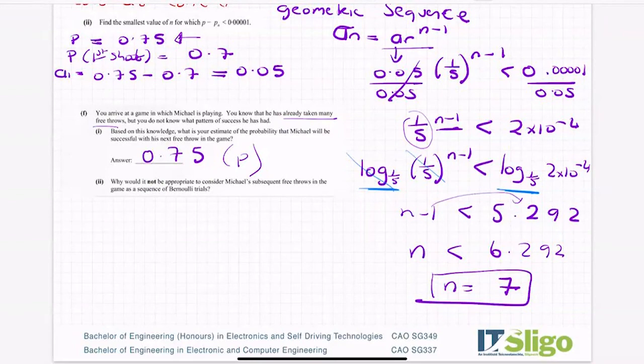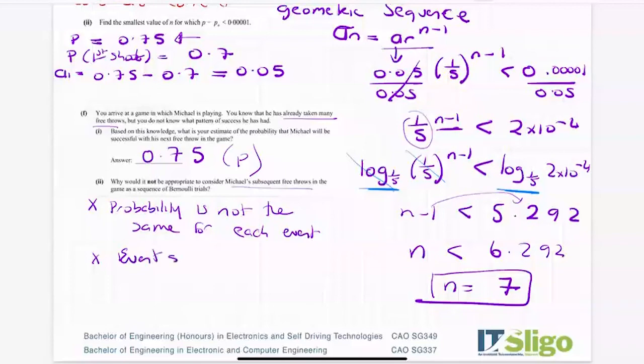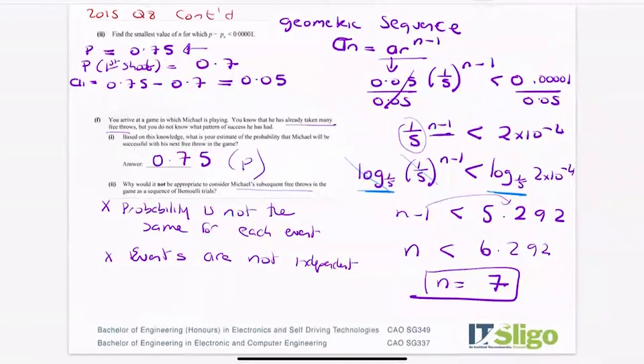Why would it not be appropriate to consider Michael's subsequent free throws in the game as a sequence of Bernoulli trials? Well, they're absolutely not, because the probability is not the same for each event. In other words, it's 0.8 if he was successful before, it's 0.6 if he was unsuccessful. So the probability is not the same for each event. The events are not independent. Okay, so that concludes that not so very nice question.